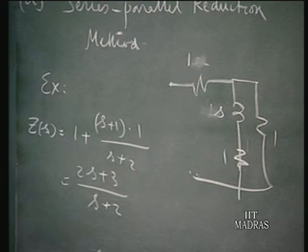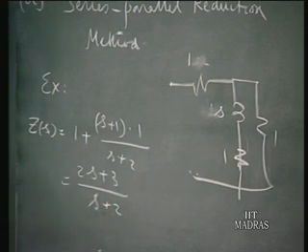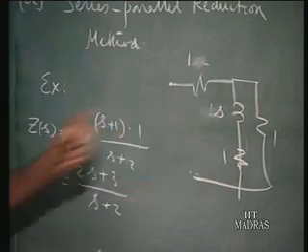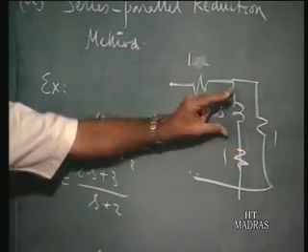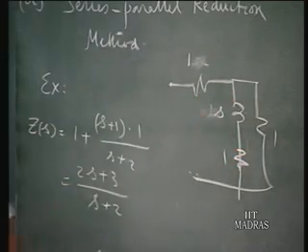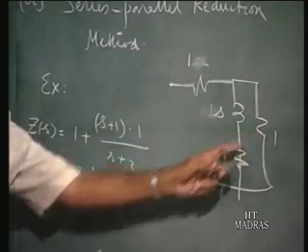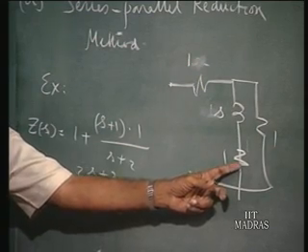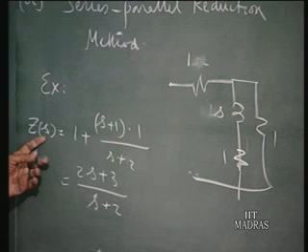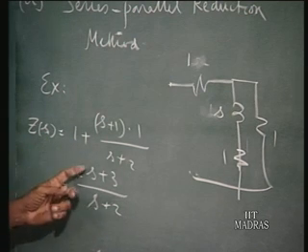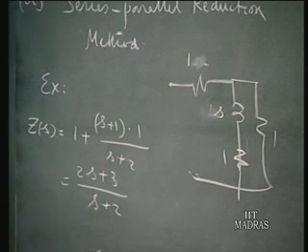So let us see what happens when S equals 0. When S equals 0, this is 3 by 2. That means the DC resistance of this must be 3 by 2: 1 ohm in series with two 1 ohms in parallel, because under DC an inductance is a short circuit. Therefore 1 in parallel with 1 gives you half ohm, half in series with 1 will be 1.5 ohms. That is exactly what you get: Z of S when S equals 0 is 3 by 2.